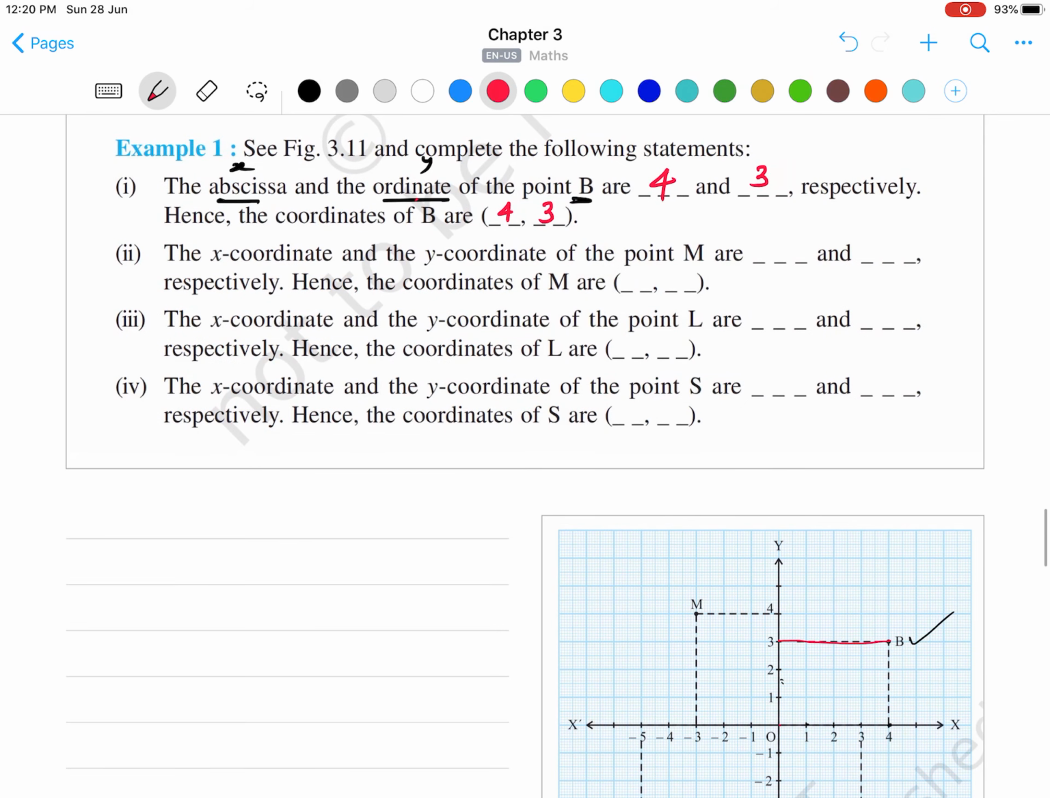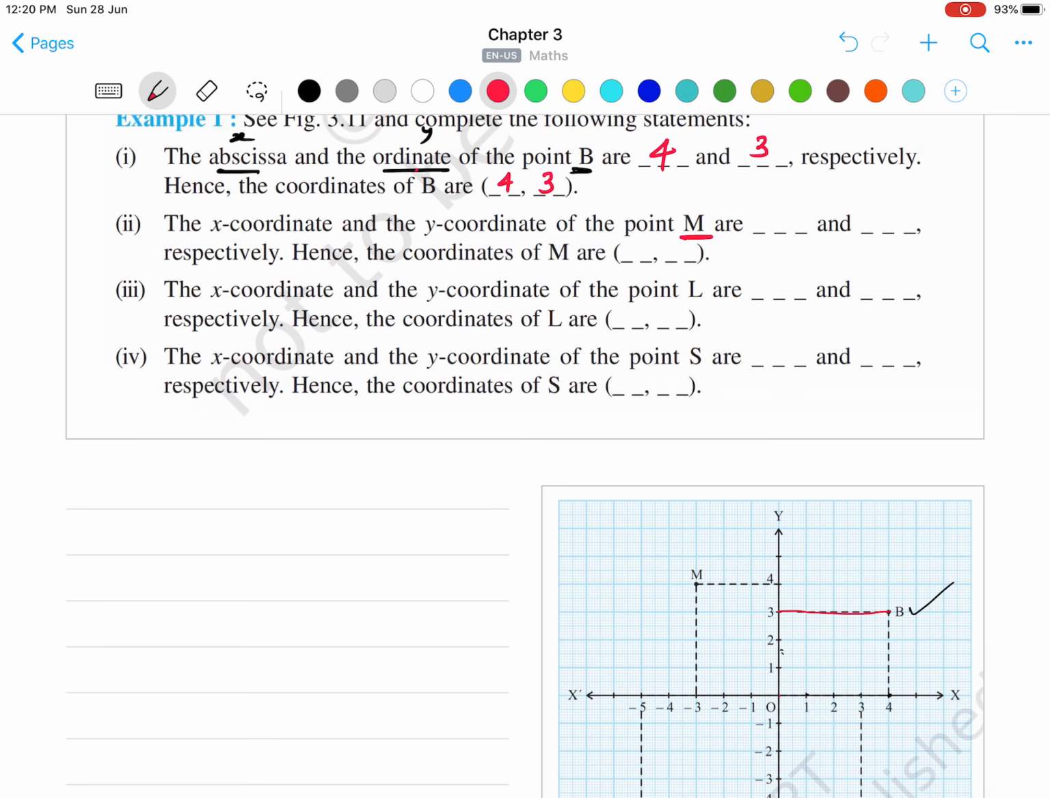Similarly, in the second part, you are asked the x coordinate and the y coordinate of point M. Point M is here. So first you have to write the x coordinate. Its x coordinate is here, -3. So I'll write its x coordinate is -3. That means we move in that direction. After moving 3 places in the negative OX direction, we got the location of M.